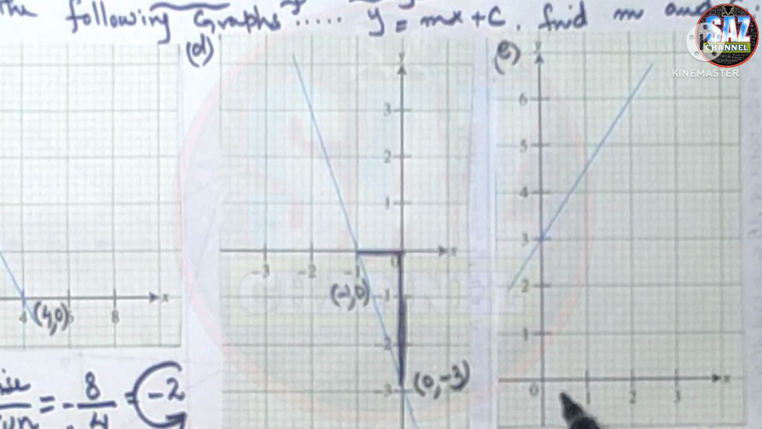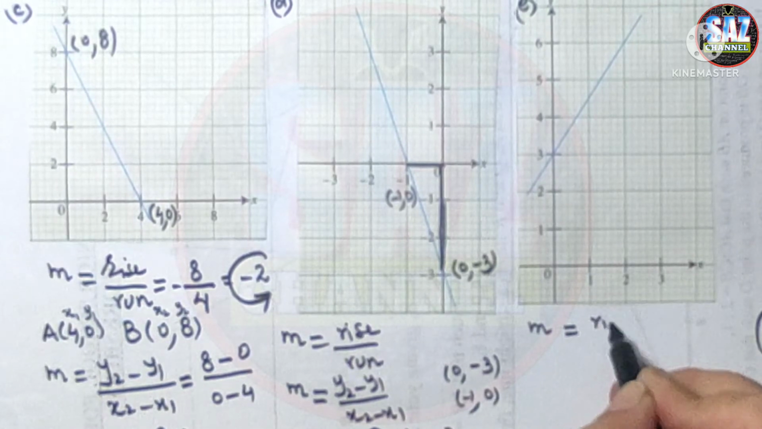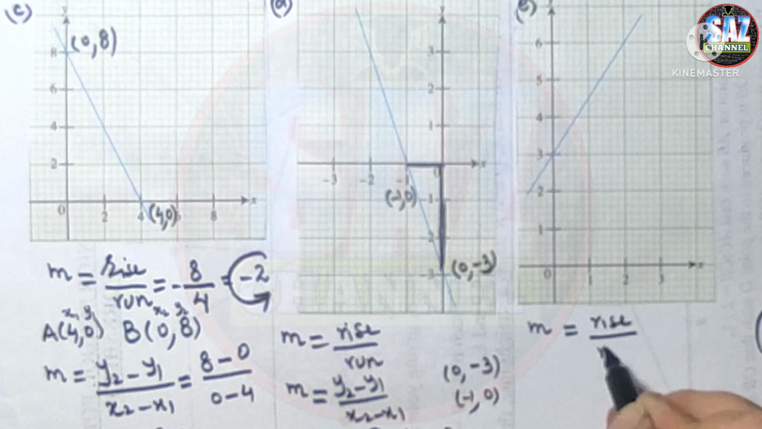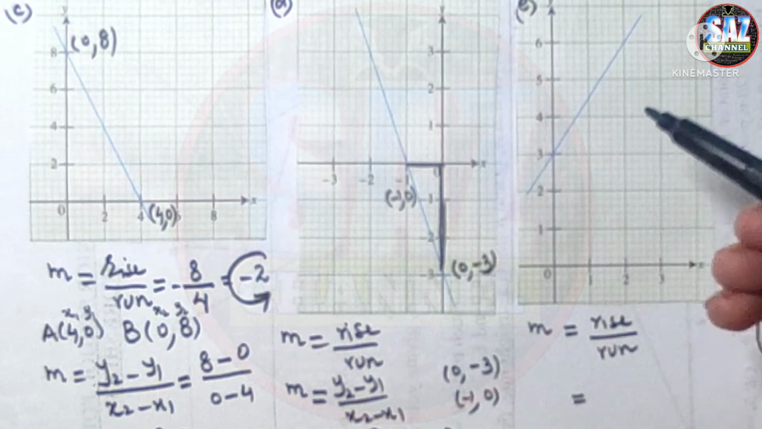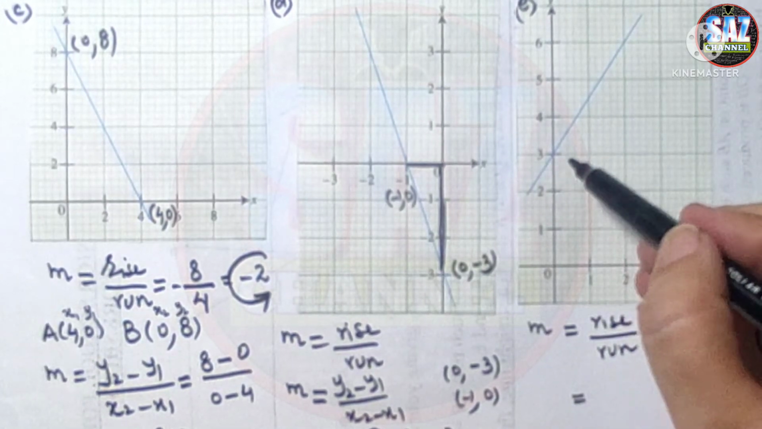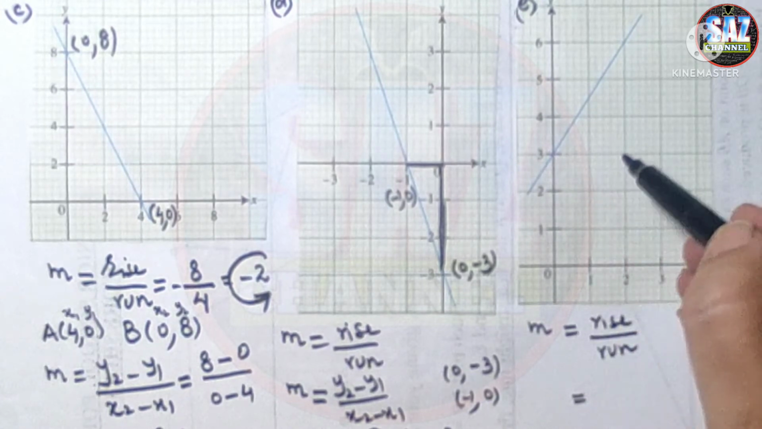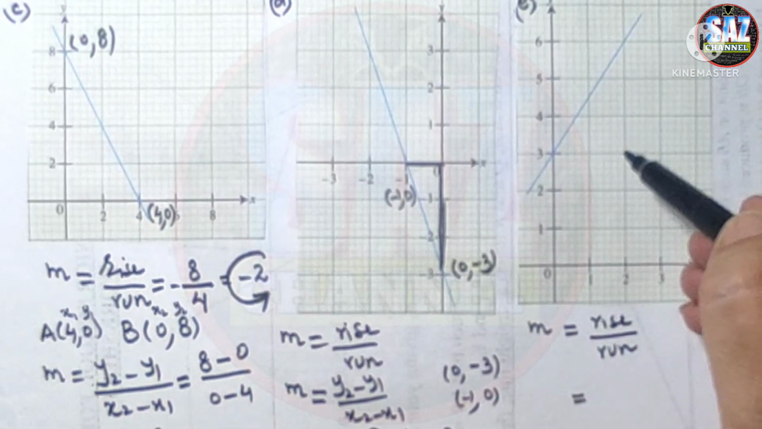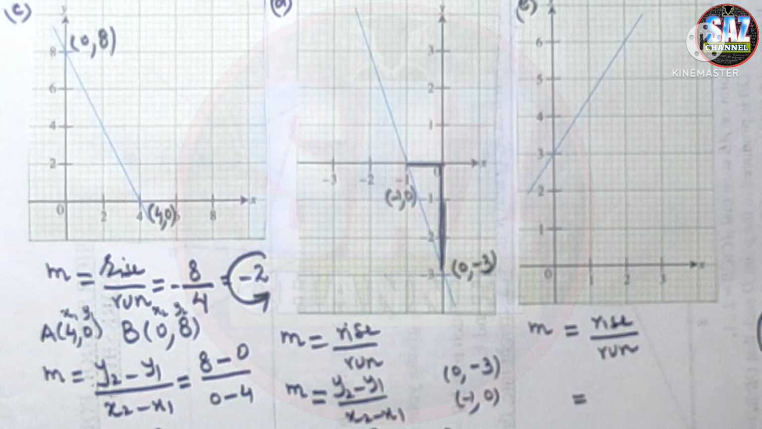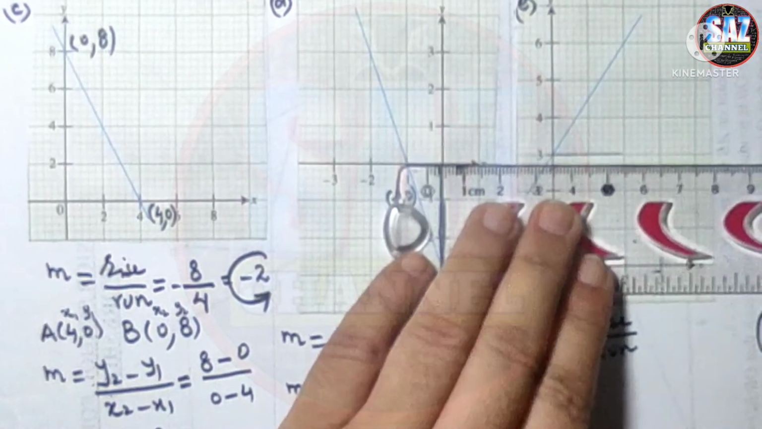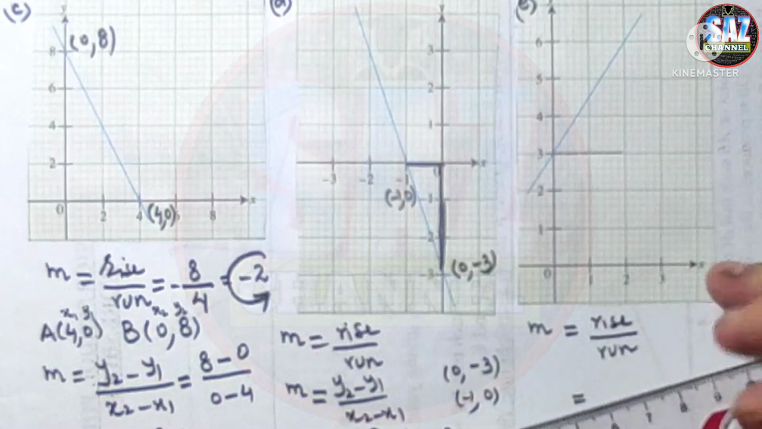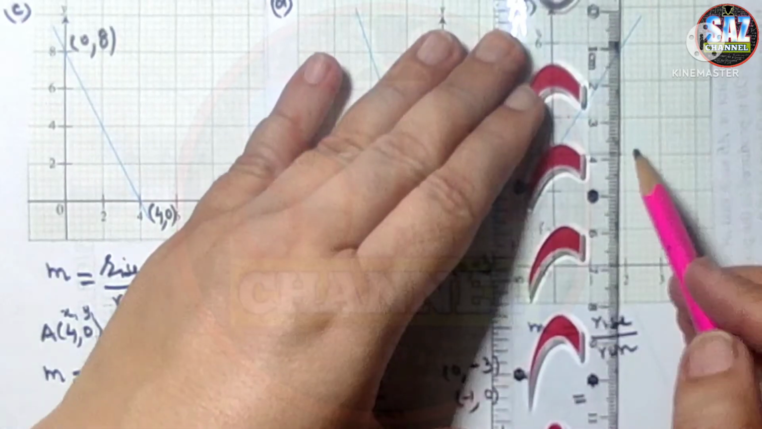So if I'm taking any 2 points on the graph, m is rise over run. For that purpose, if I'm taking 2 points, I have to complete a triangle here. Let me draw the triangle so that my students can understand this whole process properly. This is the run side and the rise side.